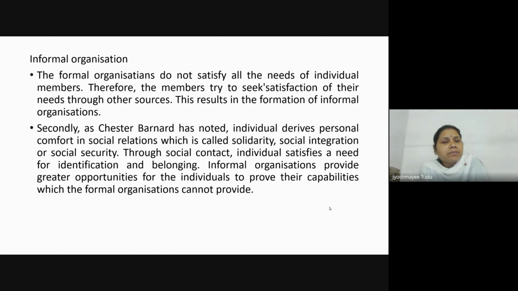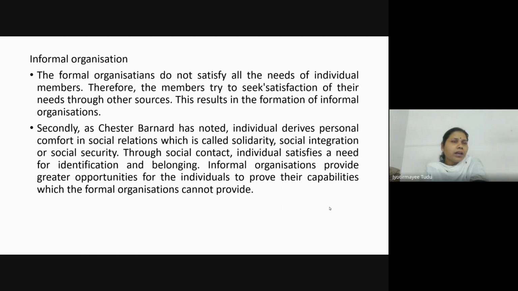So that's why many times, formal organizations do not facilitate the emotional needs of the individuals. Here we may call our fellow members colleagues, but as colleagues we also need to behave in a professional manner. So that's why the members try to seek satisfaction of their needs from other sources. This is the result of the formation of informal organization.